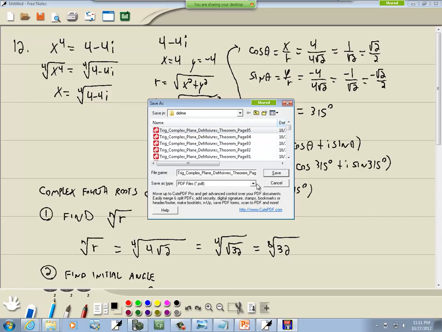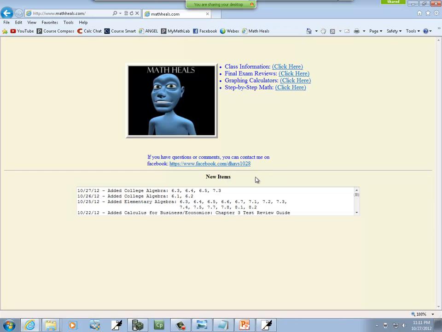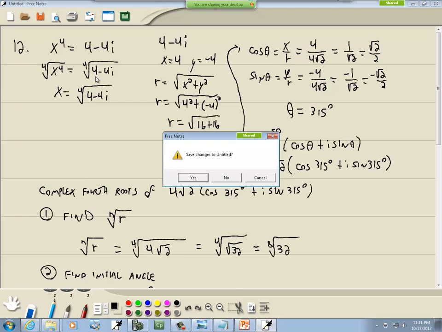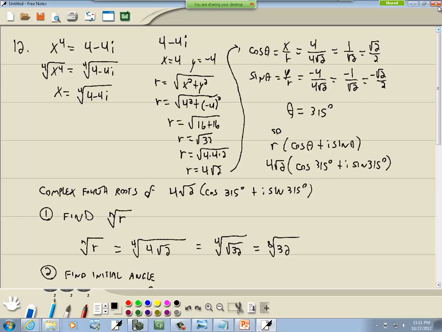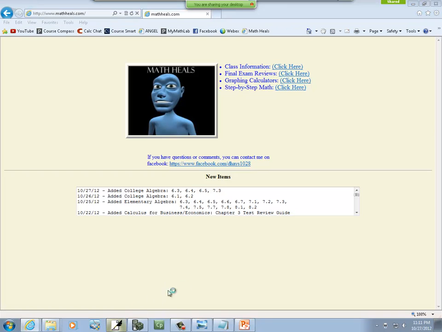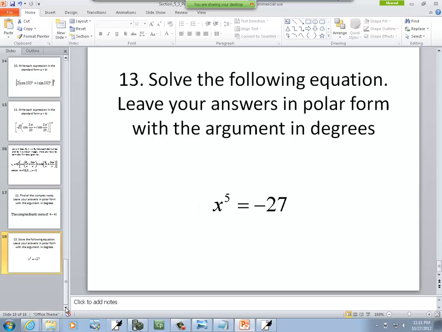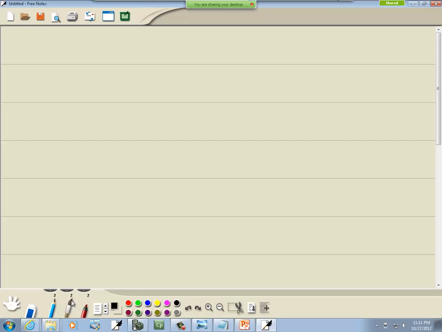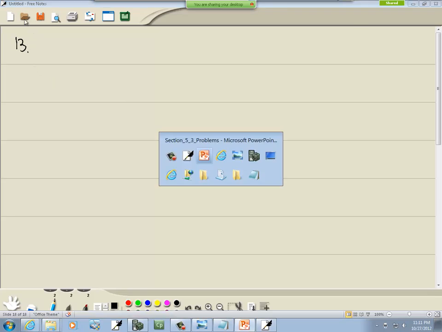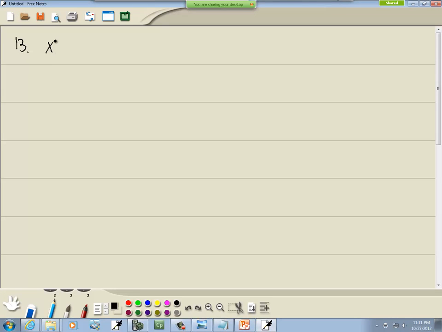And then we'll look at our last problem. There we go. So number 13, we have x to the 5th is equal to negative 27. And I'll take the 5th root of both sides. So we'll have the 5th root of negative 27.